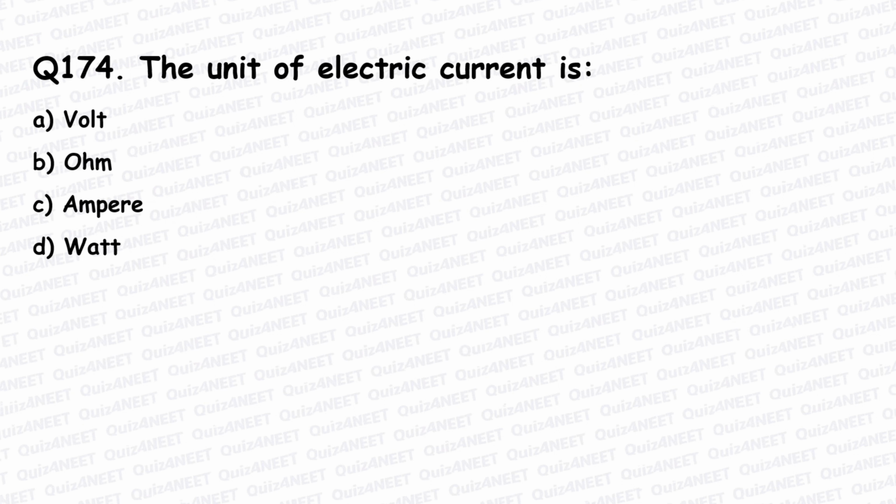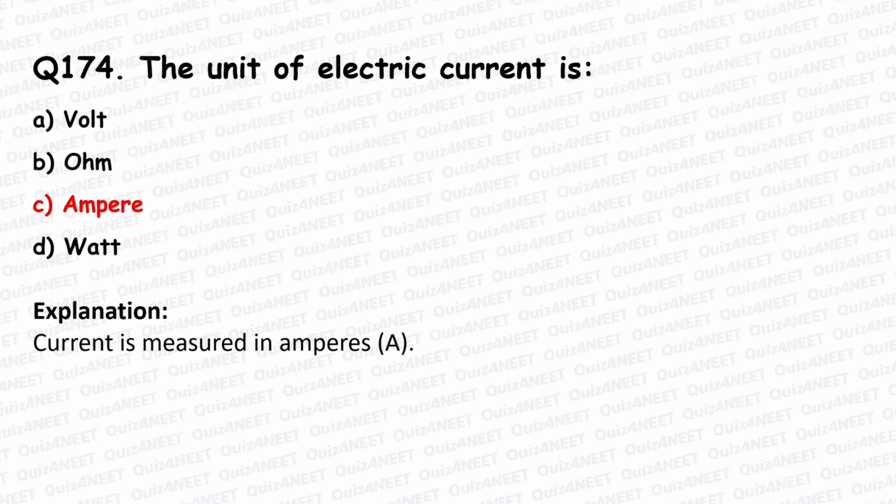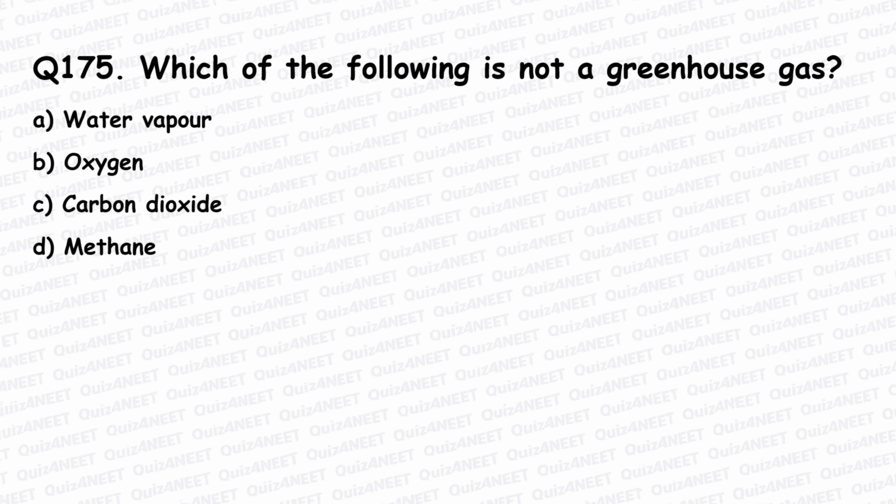Q174. The unit of electric current is: A. Volt, B. Ohm, C. Ampere, D. Watt. Answer: C. Ampere. Explanation: current is measured in amperes.